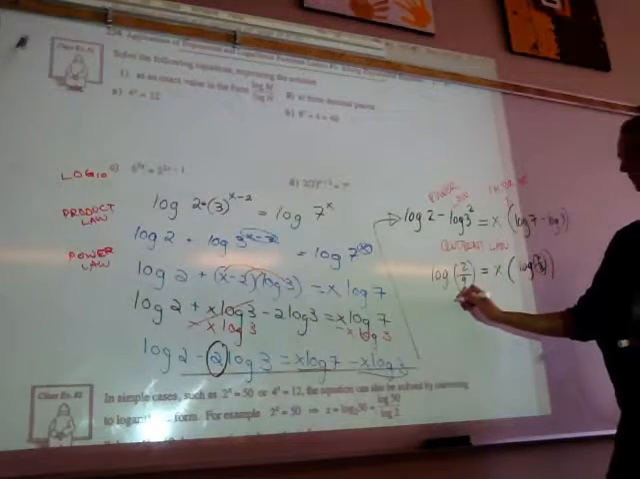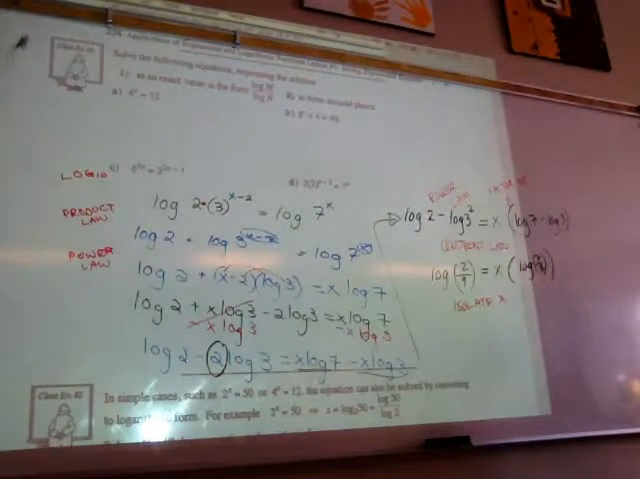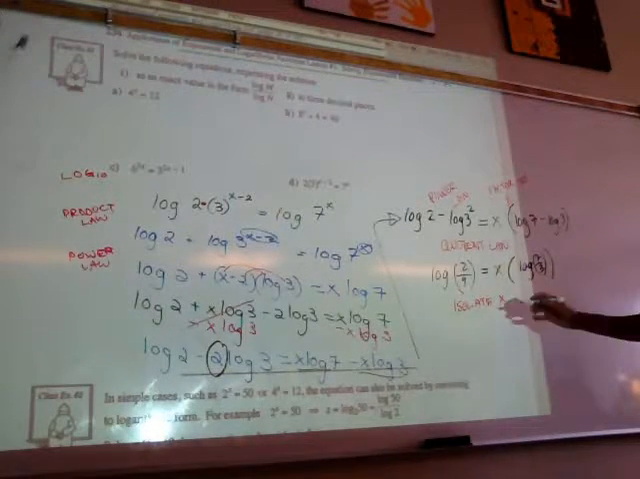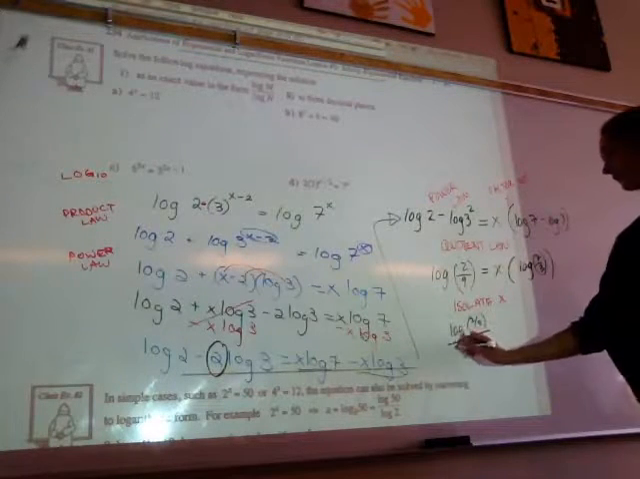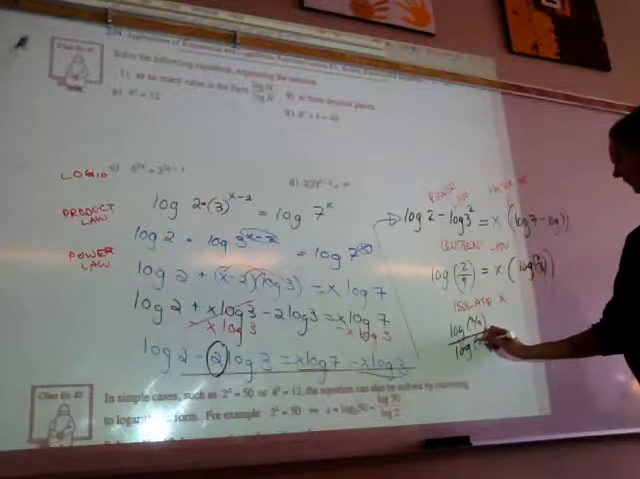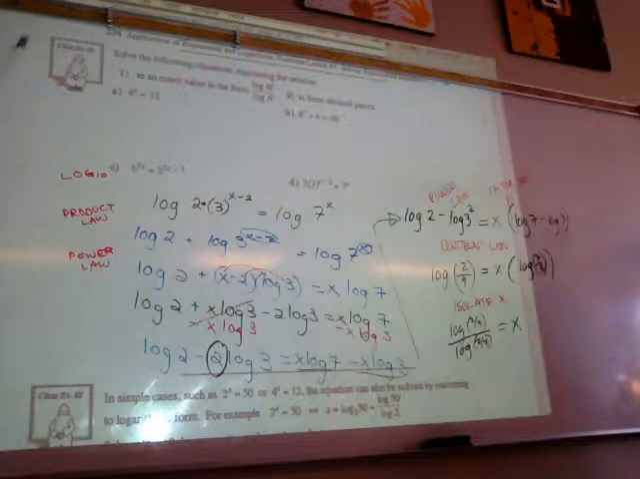The final step is just to isolate x. And if we do that, we get log 2 over 9 divided by log 7 over 3. That's our exact form, and we just need to calculate to the nearest 3 decimals now.